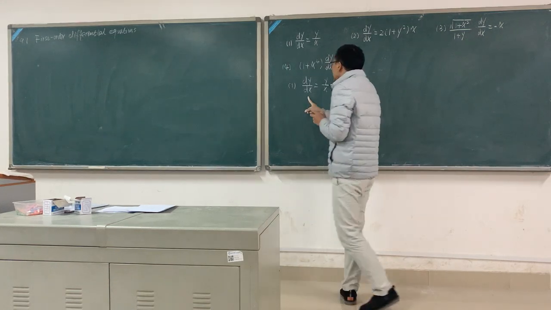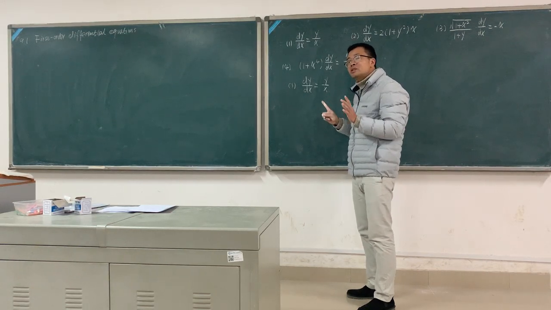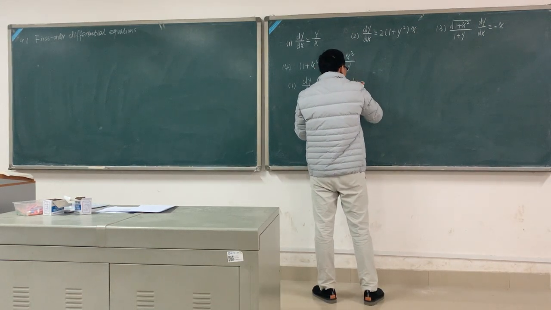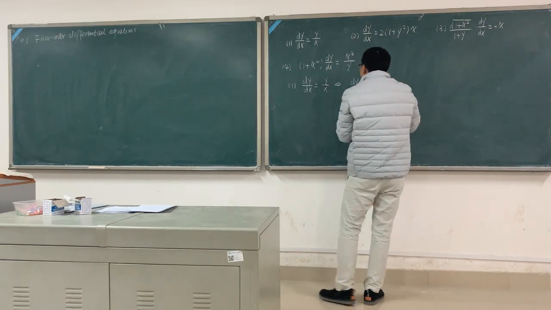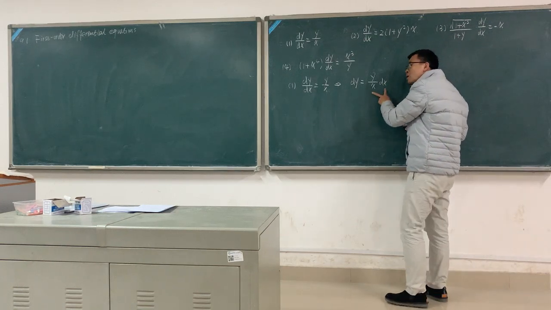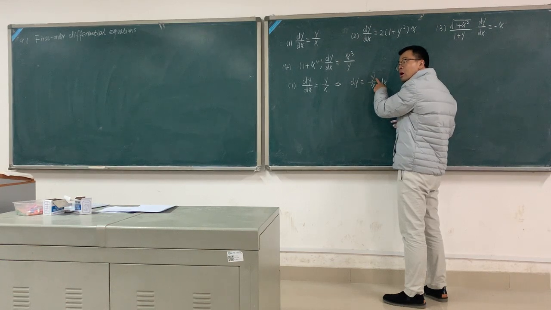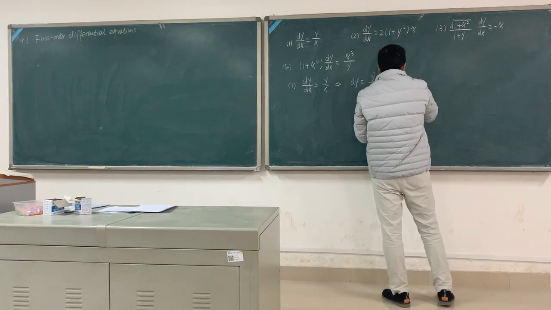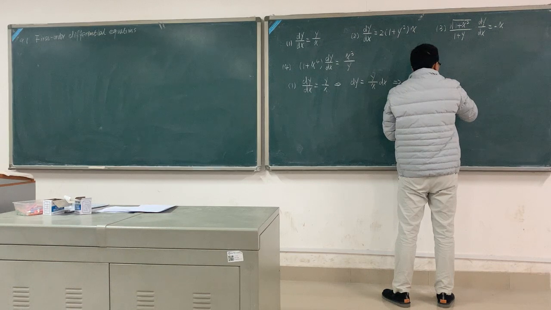On the left hand side we have x here, so we multiply by dx on both sides. So dy equal to y by x dx. Now on the right hand side, we have y here, so how to deal with it? We divide by y on both sides, so we have 1 by y dy equal to 1 by x dx.